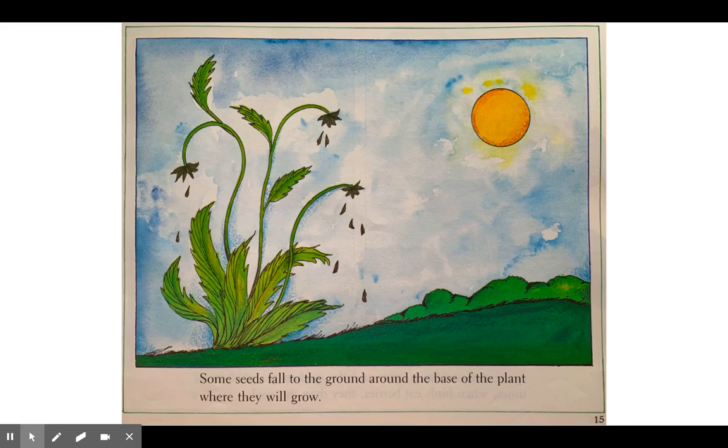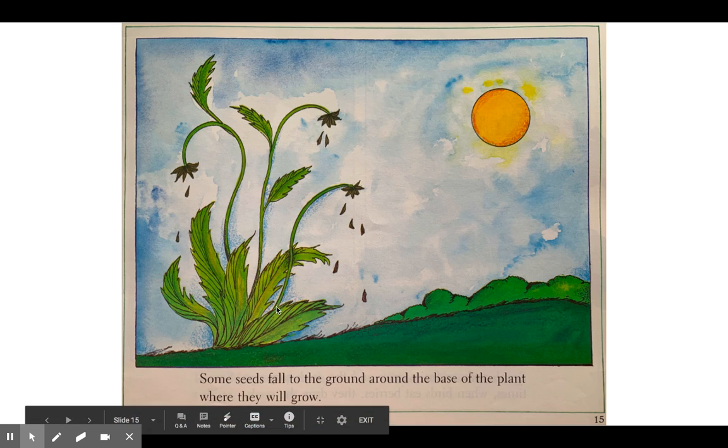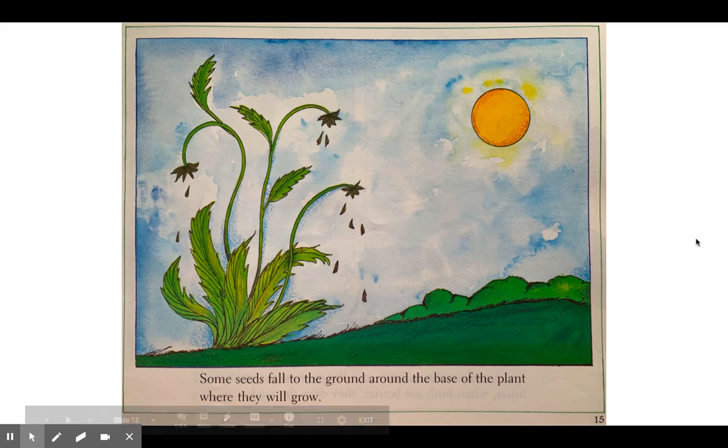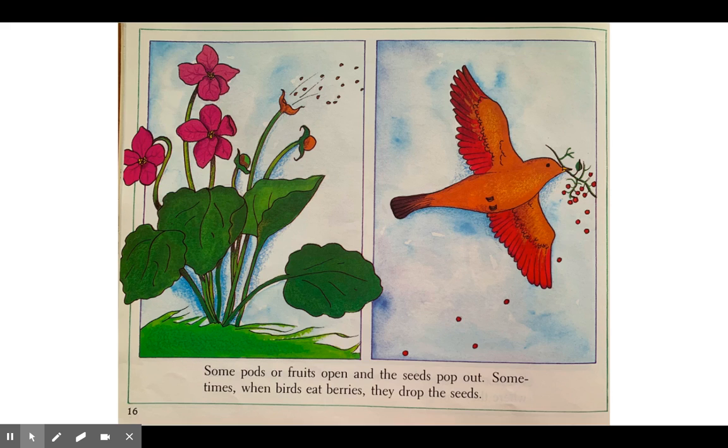Some seeds fall to the ground around the base of the plant where they will grow, but we know sometimes there isn't enough space or enough water or sun for the plants if they drop right underneath their parent plant. So something else has to happen. Some pods or fruits open and the seeds pop out.